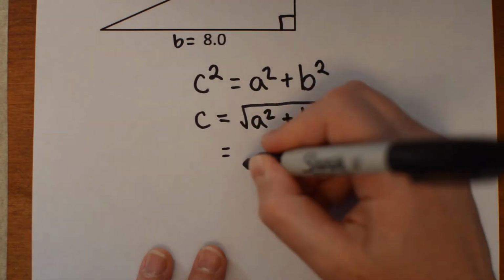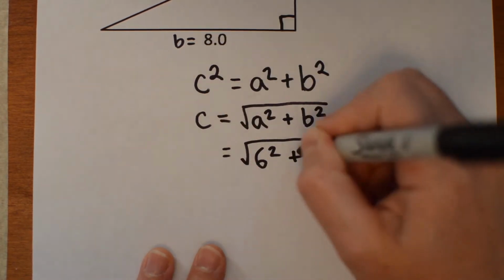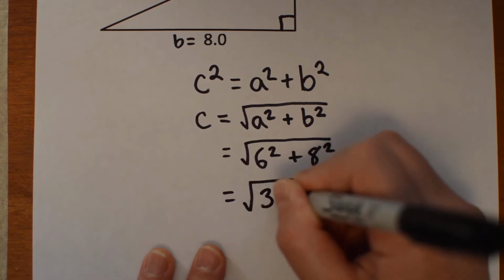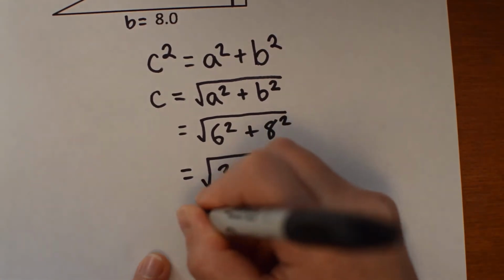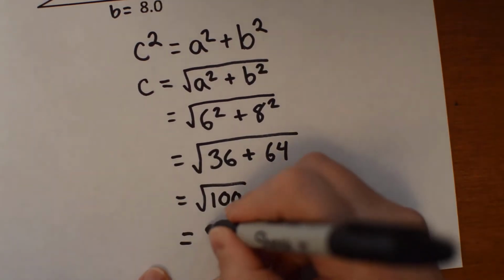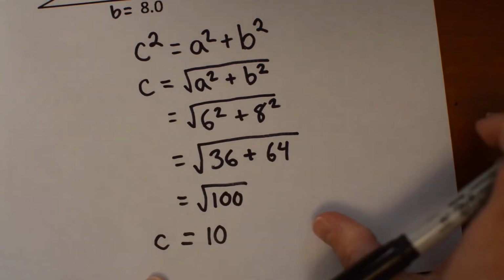Tossing your numbers in, a squared is 6 squared, b squared is 8 squared. 6 squared is going to be 36, 8 squared is 64, add those together you get 100, and the square root of 100 is plus or minus 10. In this case it's a length, so I'm going to take the positive, so this is positive 10.